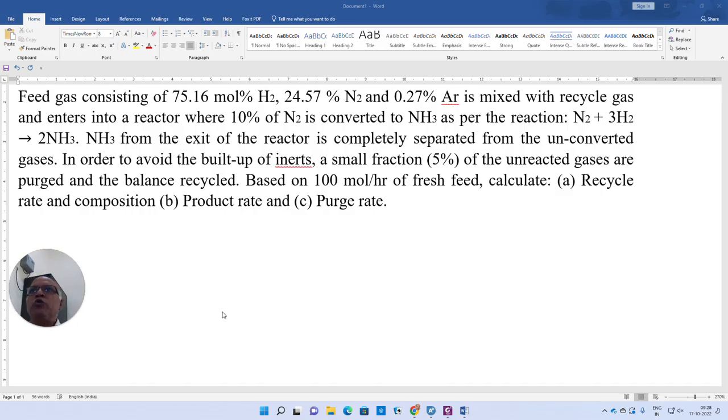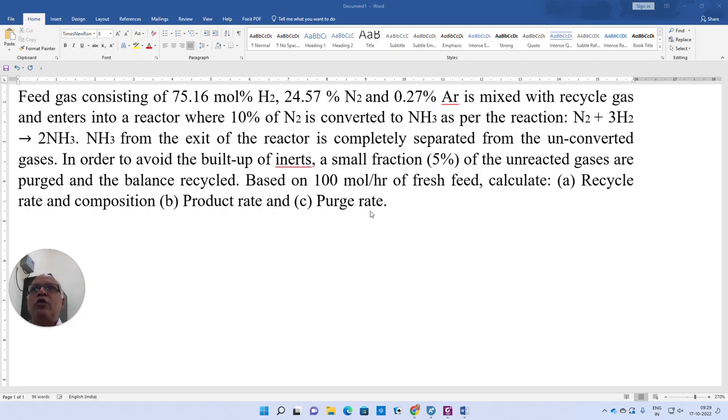For example, if you try to look at this problem, feed gas consisting of hydrogen, nitrogen and argon, which is an inert material, is mixed with recycled gas and enters into a reactor where 10% of nitrogen is converted as per this stoichiometry. Ammonia is completely separated from the unconverted gases. So in order to avoid the buildup of inerts, 5% is purged, and based on 100 moles per hour of fresh feed, calculate the recycle rate, composition, product rate and purge rate.